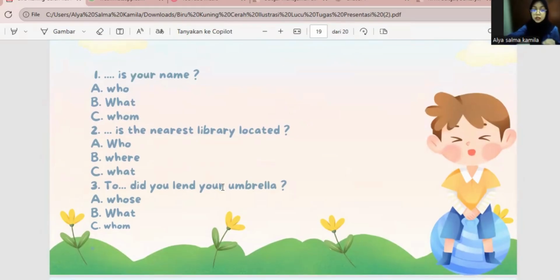Number 2, blank is the nearest library located? The answer is where, because the question is about place, the location of the nearest library.